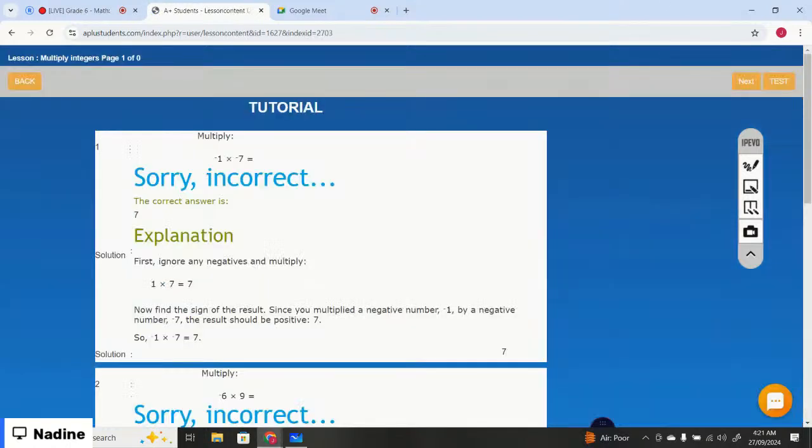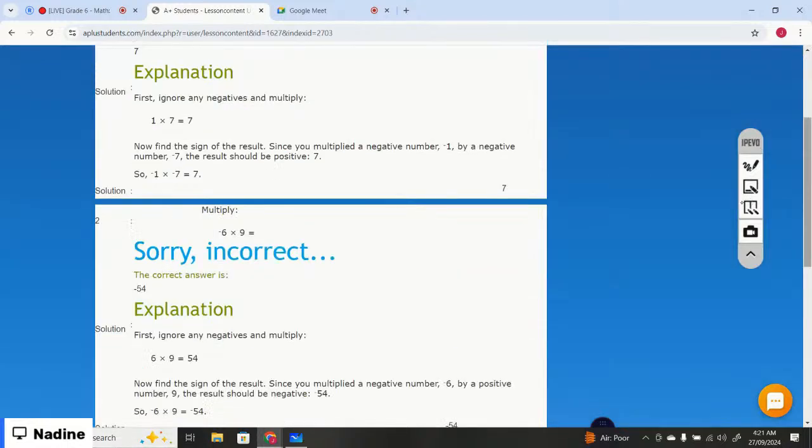So now we're going to learn how we multiply integers, right? So multiply negative 1 times negative 7. So you're multiplying two negative numbers, right? Whenever you multiply two negative numbers, the answer is always a positive number. So negative 1 times negative 7 is 7, right? So multiplying two negative integers means the answer is always a positive number.